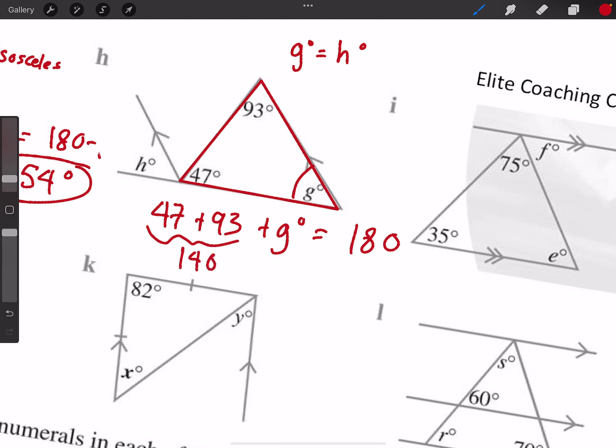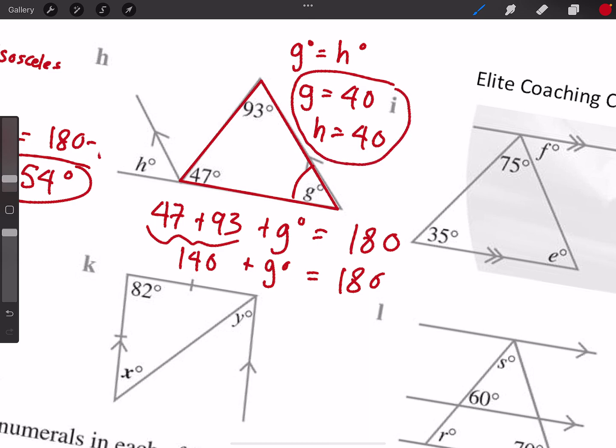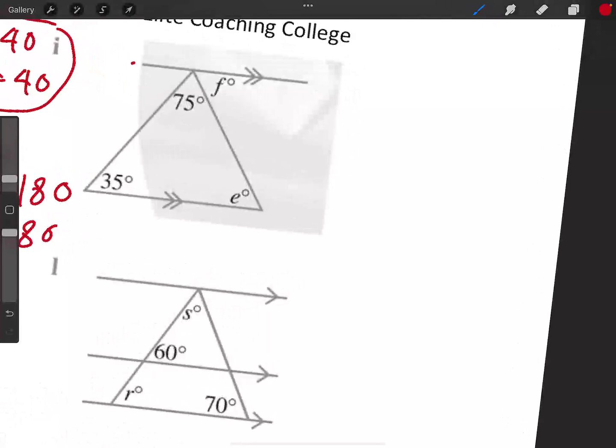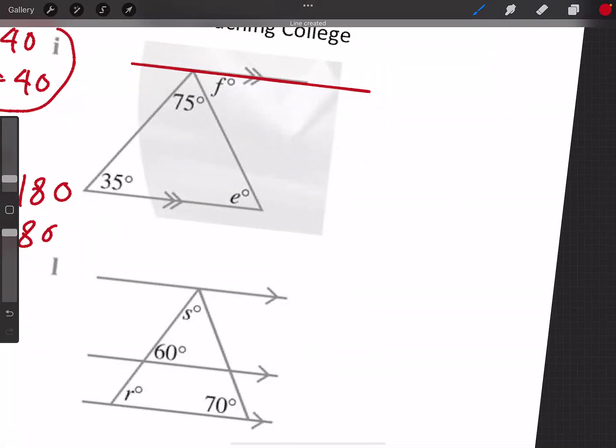Okay, 140 plus the angle G is equal to 180. So G must equal 40 degrees, which means that H must also be 40 degrees because G and H are equal. Done. Alright, next one.